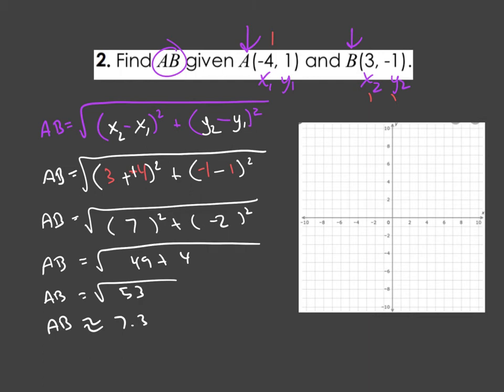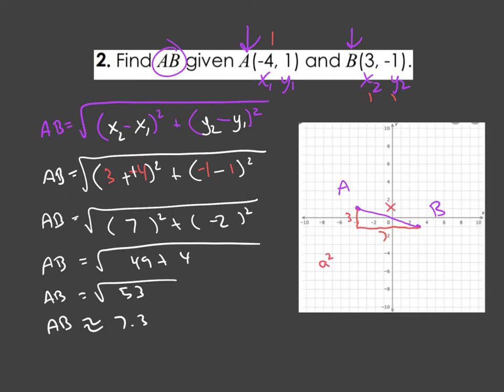Now, what I'd like to do is to plot this on the graph to see what happens. So we went -4 left and up 1. That's point A. For B, we went 3 to the right and down 1. There's 3, down 1. What we're trying to dictate is how far that is. Well, if I created a right triangle out of this, I think I would go down 2 and over 7. This leg would be 7. This leg would be 3. And what we're looking for is this, right?